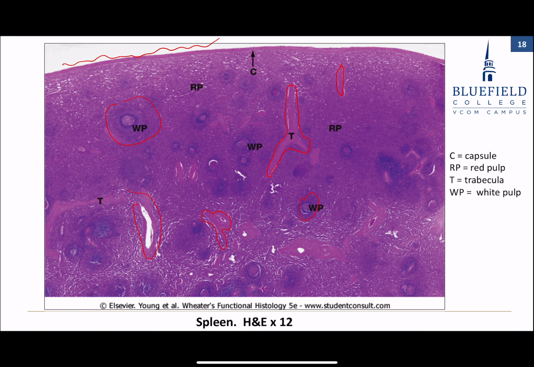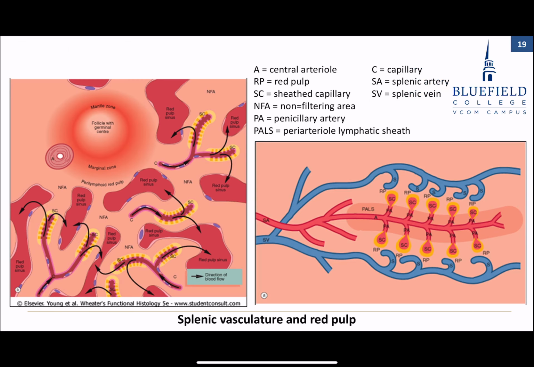That will be going to the trabecular arteries, and then when they leave the trabeculae to go out into the pulp, then they're going to be what we call central arteries. Okay? And when they leave to go out into the pulp, in the tunica adventitia of these central arteries is where you're going to start finding the diffuse and nodular lymphatic tissue. We refer to that as the periarterial sheath, or PALS.